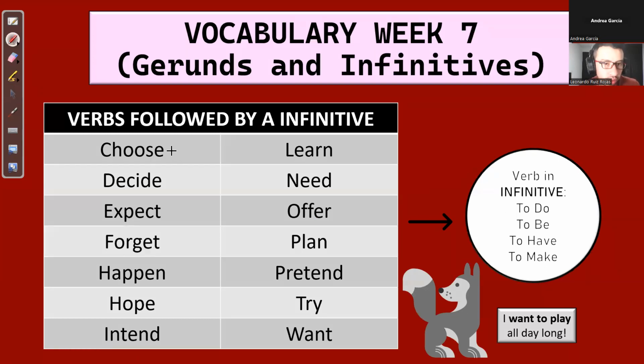For example, choose, elegir, ¿cierto? Decide, expect, esperar, forget, olvidar, ready? Well, actually, forget can receive both. We are going to see it in a second, ready? Happen, hope to, intend to, which is similar to try to, pretend, which is like fingir something, right? Plan to, offer to, need to, learn to, and here we have one more.